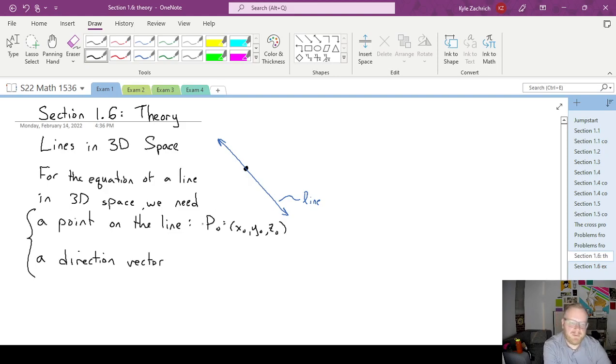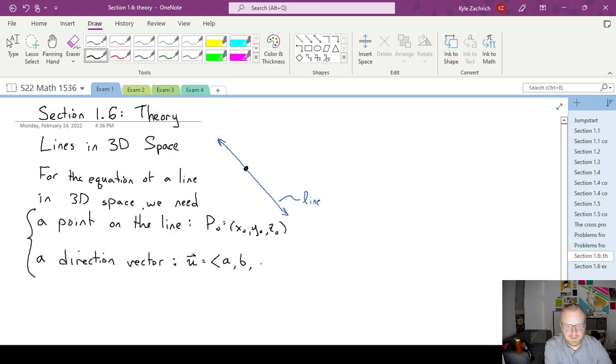Right, a slope isn't going to cut it, because in 3D space, if I say this line starts at 1, 1, 1 and it has a slope of 2, that's not enough information. So we need to tell how far it's traveling in the x and the y and the z direction. Okay, so that vector, I'm going to call it u since that's what the book calls it, but that's going to consist of an a, b, and c.